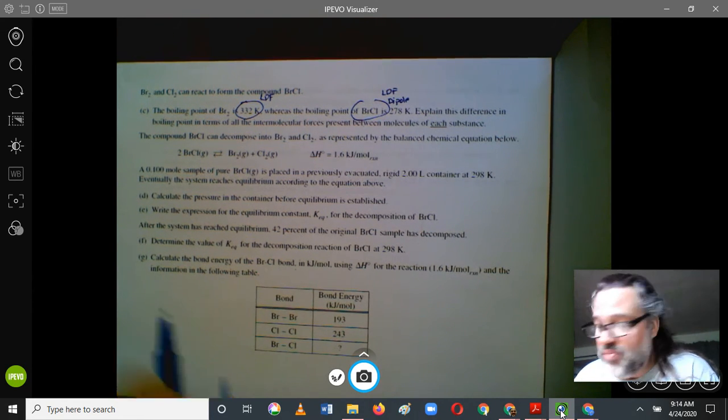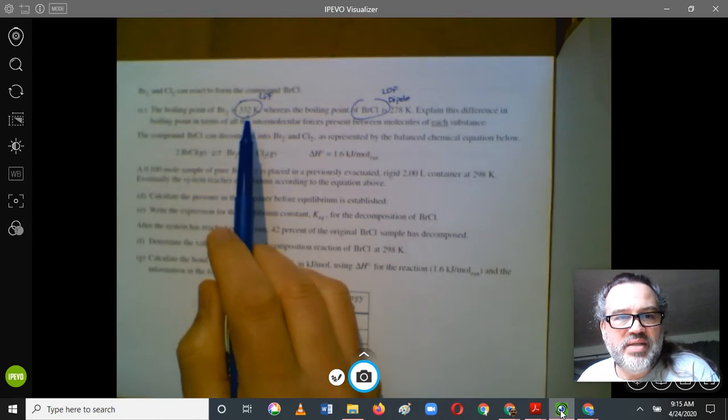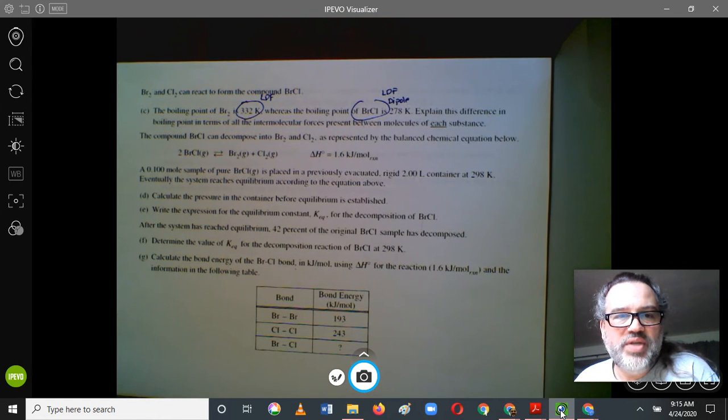So first of all, for 1 point, you'd have to identify correctly what's going on. And then look at what the data tells you. The data tells you that 322K is bigger than the 278K. So that simply tells you that the London dispersion forces are greater than the combination of London dispersion forces and dipole in BrCl2. So you would say for the bromine, the London dispersion forces must be greater than the LDF and dipole forces in bromine chloride since its boiling point is higher.